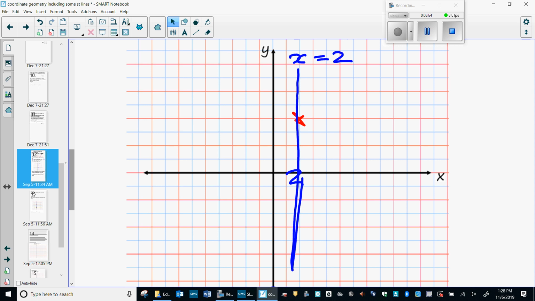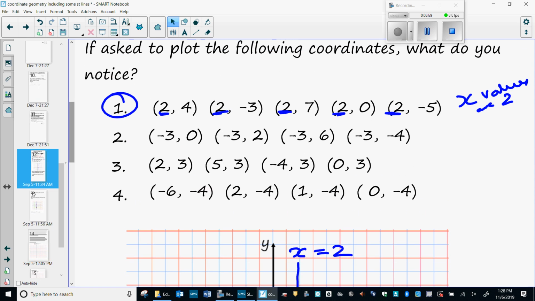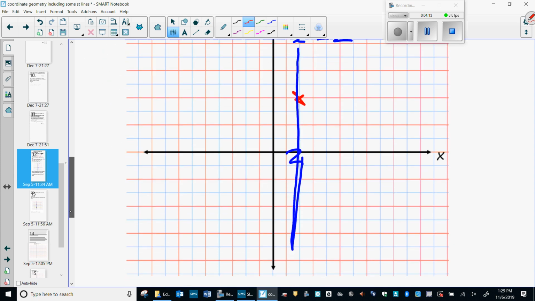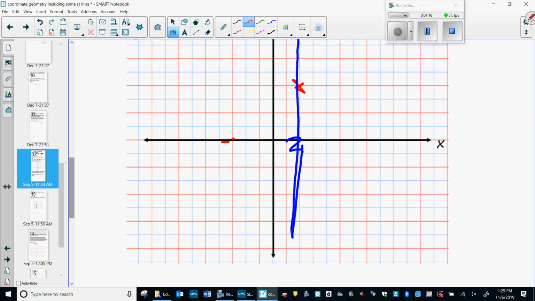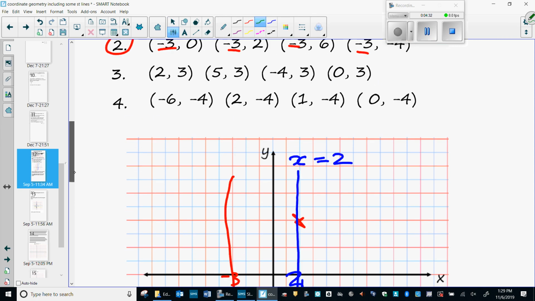Let's have a look to see if that worked for any of the others. The second one, I'm going to say is red. We should have noticed that all of the x coordinates are -3. Establishing that -3 is over here on the x-axis, they should all form a line looking like that. So this would be the line x equals -3.